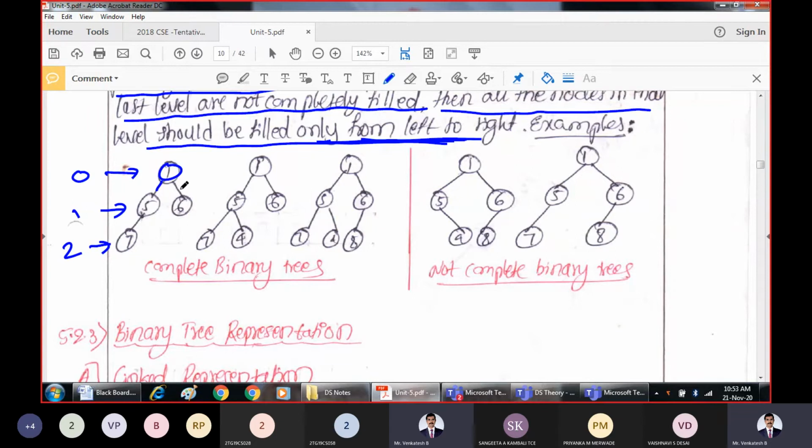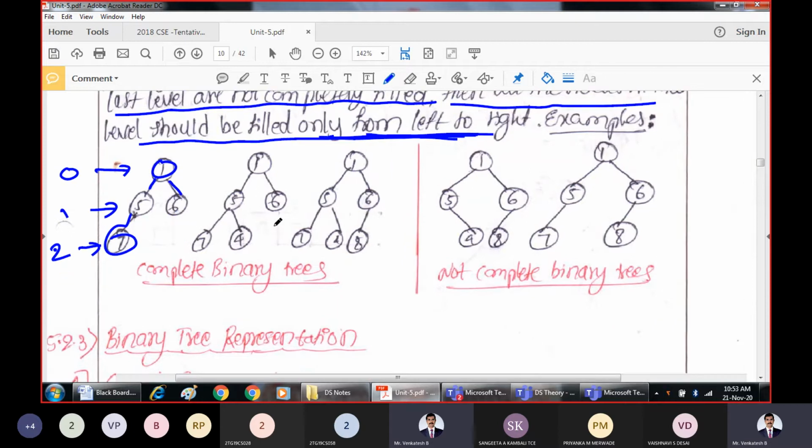This is a complete binary tree. This is also a complete binary tree. Why? Because in the last level there must be 2 raised to i nodes. Level is 2, so there should be 4 nodes here. To complete this tree, you should have something like this. Then it becomes a complete binary tree. But there is a condition. What is that condition?